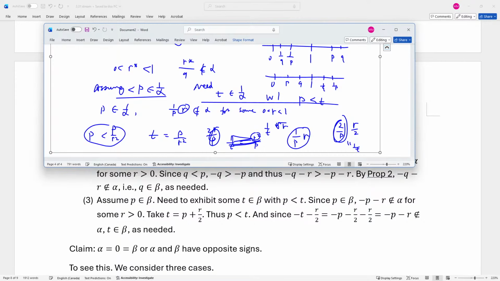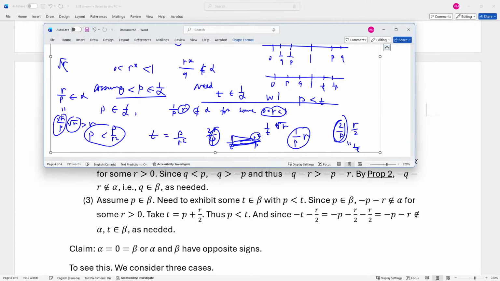I wanted to use the square root of r, if, let's say, the square root of r is rational. Let's forget about irrationality for the moment. Okay, we have r over p is not in alpha. And then we can just rewrite it as square root of r over p times the square root of r. The square root of r is still between 0 and 1, and it is actually greater than r.